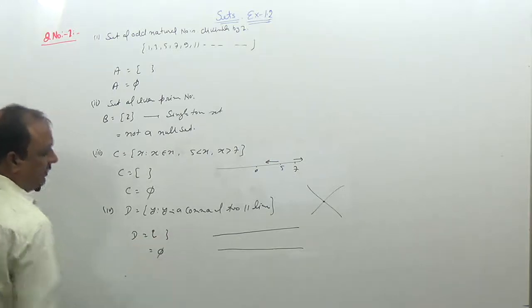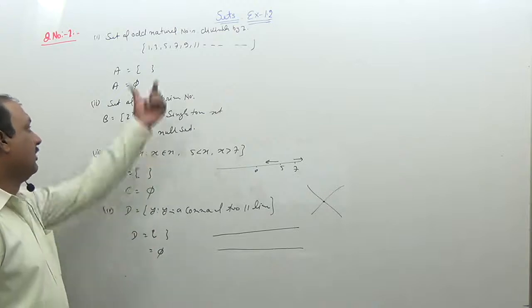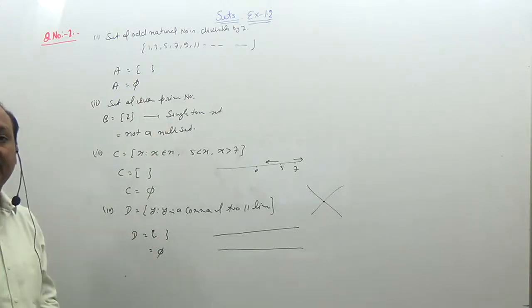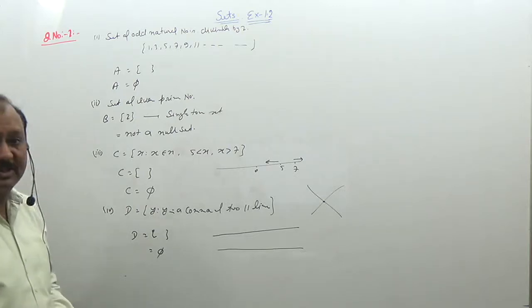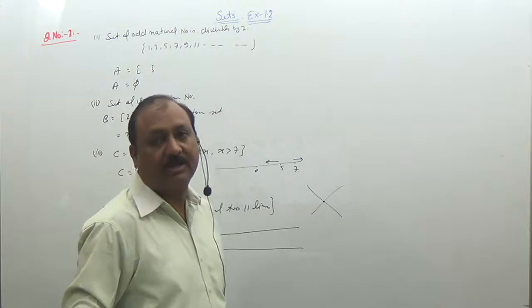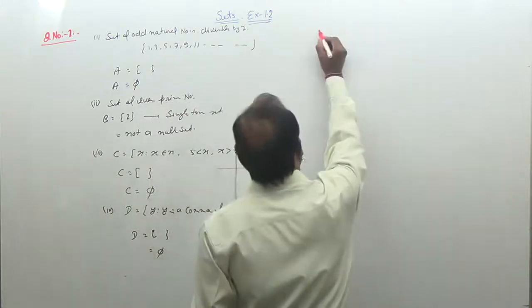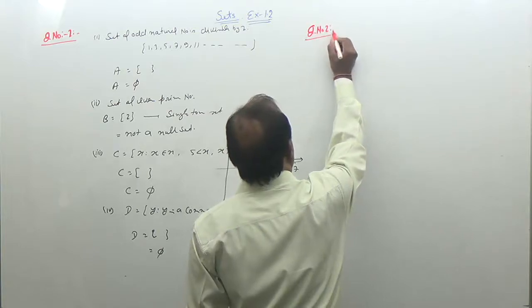So this is also an example of the null set. This is the question we have discussed about the null set or not a null set. So the ultimate conclusion is that a set which does not have any element is called the null set. Similarly, in continuation, we discuss question number 2 of the same exercise.